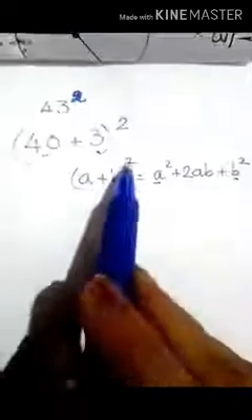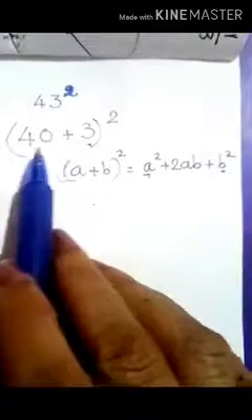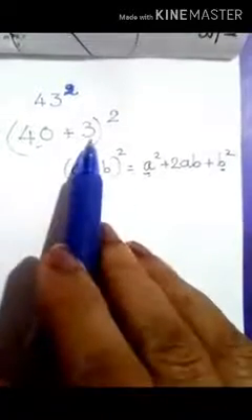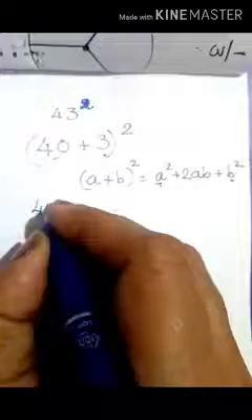43 square. So 43 I can write as 40 plus 3, because 40 plus 3 gives me 43. Now I have to find the square of this. You have learnt expansion and factorization earlier. If you remember, (a plus b) whole square, its expanded form is a square plus 2ab plus b square, where a is our first number and b is our second number. So putting it in this form, this is our a.